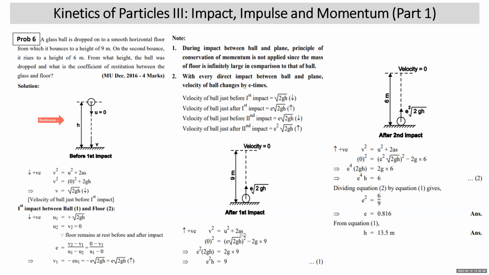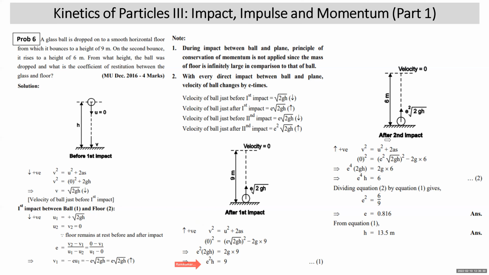Now he has given certain conditions in the problem. He says that after first impact, the ball goes up to a height of 9 meters. That means after it goes up to 9 meters, the velocity is 0; it comes to rest after 9 meters. So again, taking upward positive, we apply rectilinear motion: v squared is equal to u squared plus 2as, with v = 0, u = e times under root 2gh, squared, minus 2g into 9. Simplified, you get e squared h is equal to 9.